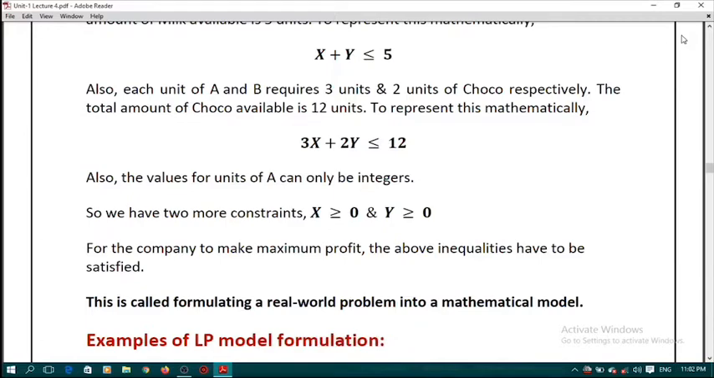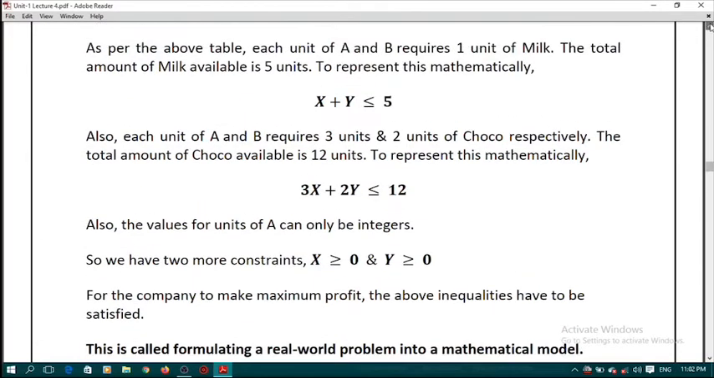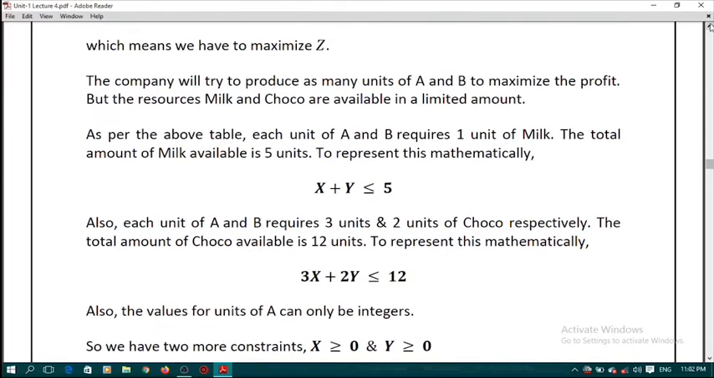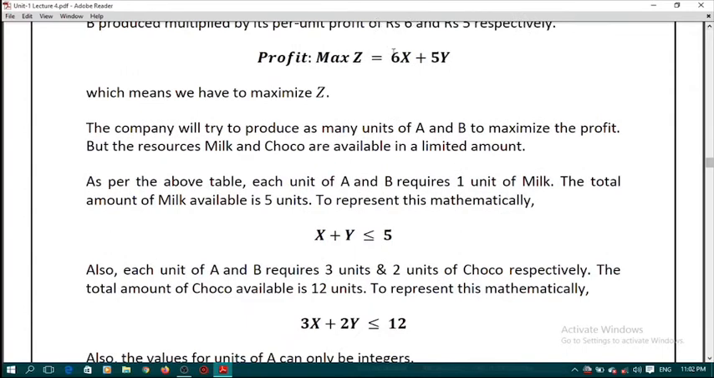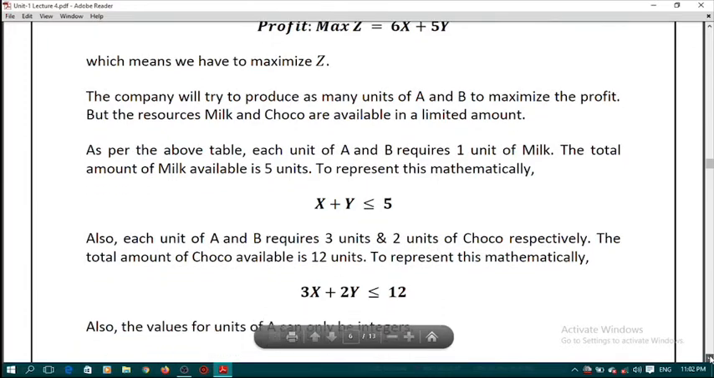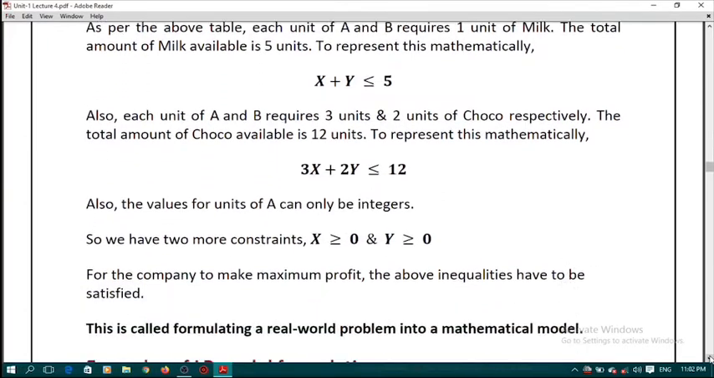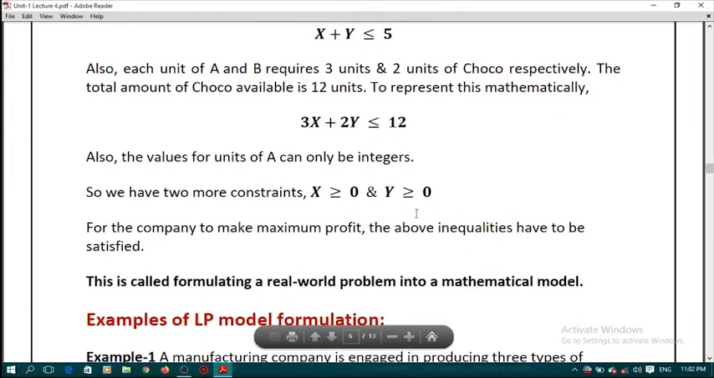So first is maximum of z equals 6x plus 5y. This is the objective function. These two, x plus y less than or equal to 5 and 3x plus 2y less than or equal to 12, are the constraints. And x greater than or equal to 0 and y greater than or equal to 0: these two are the non-negativity conditions.